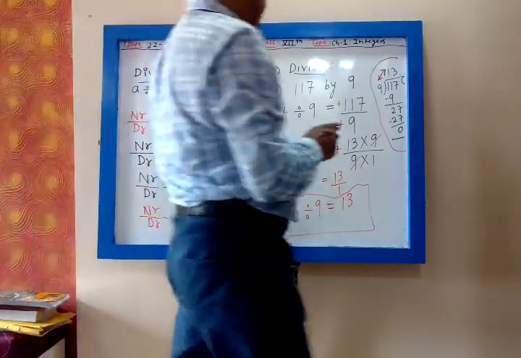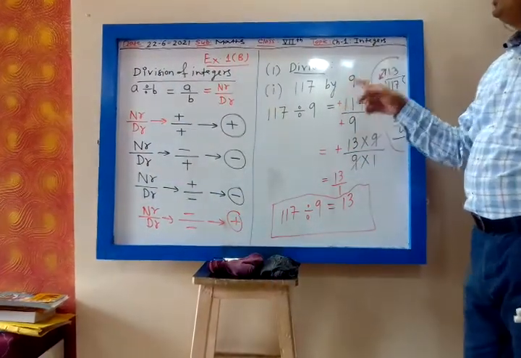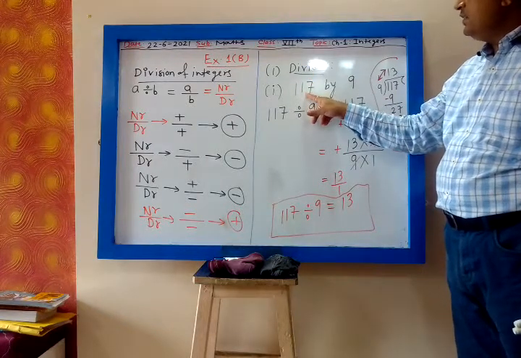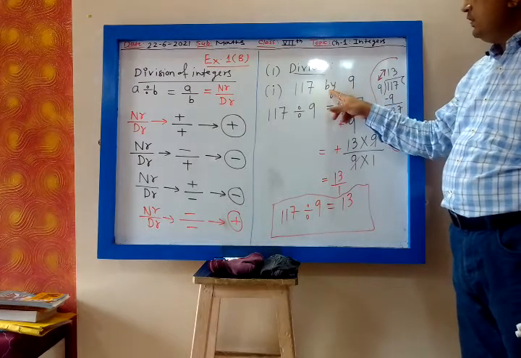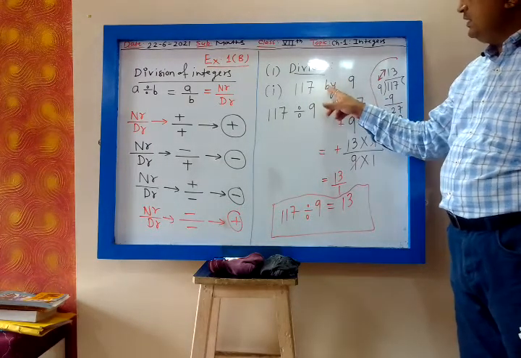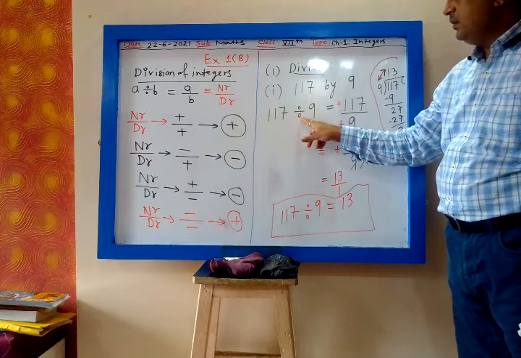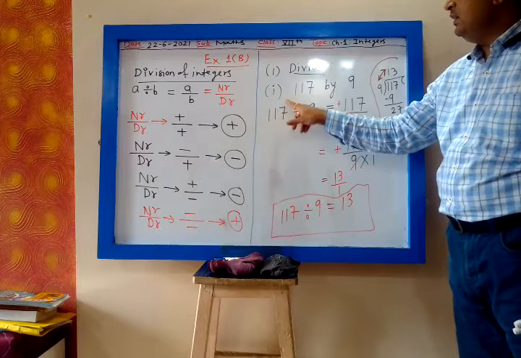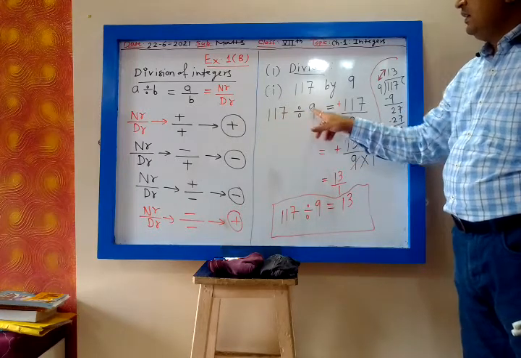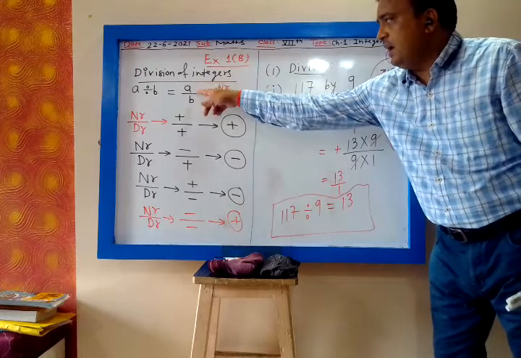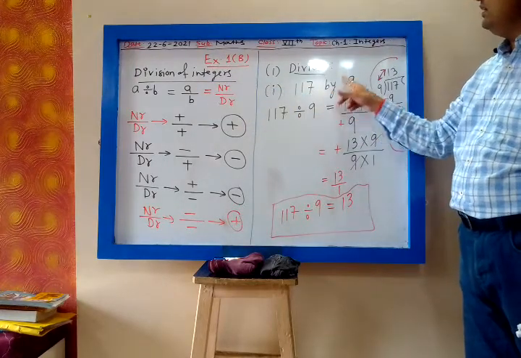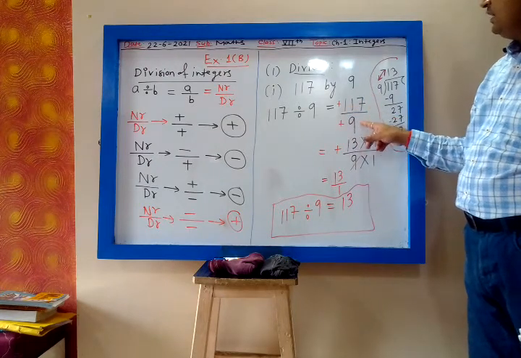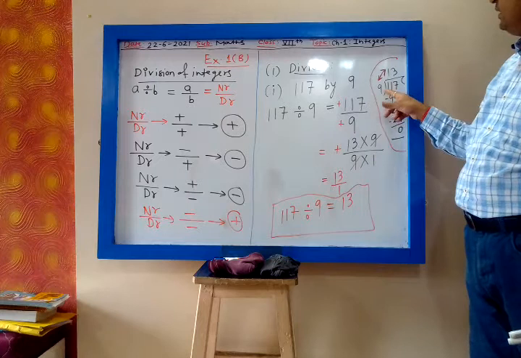Board is clear. Now see here. Again I am repeating. Divide 117 by 9. So whichever term is there divided by 9, this I can write. This is the division symbol. All of you are familiar. So 117 divided by 9. A divided by B I can write as A upon B. So that 9 will go in the denominator. So let us divide 117 by 9.